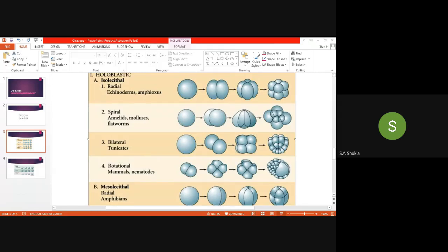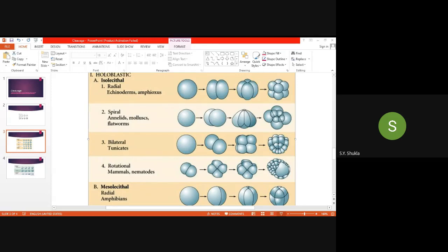Then the second type is the spiral cleavages. Examples of spiral cleavage are annelids, mollusks, and flatworms. In this spiral one, all of you can see that the axis is going to change. It is not from the animal or the vegetal pole. It is like an oblique section, like this in the diagrams. Like this way the cleavages take place in the spiral one, and so it is called spiral. Like this way oblique cleavages take place, and it is a complete cleavage.